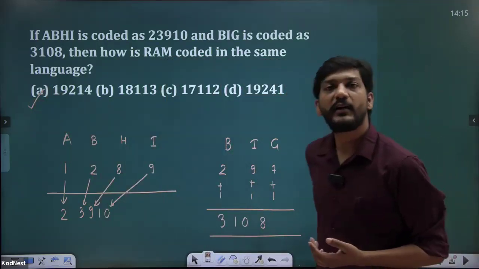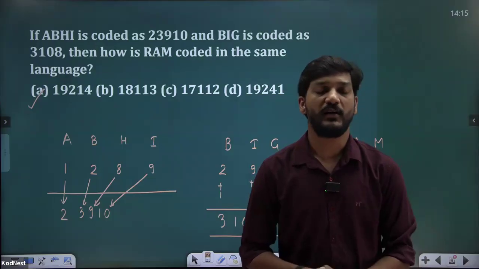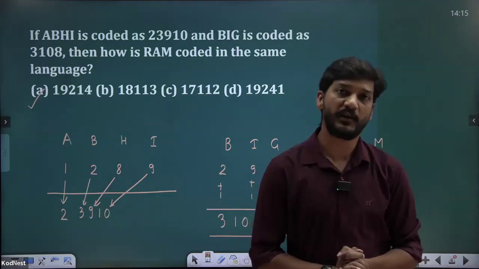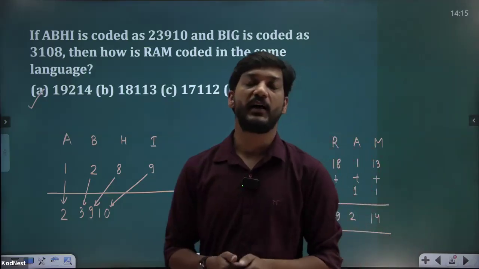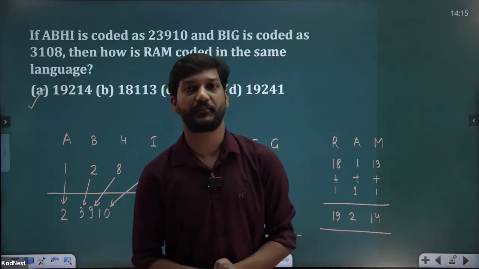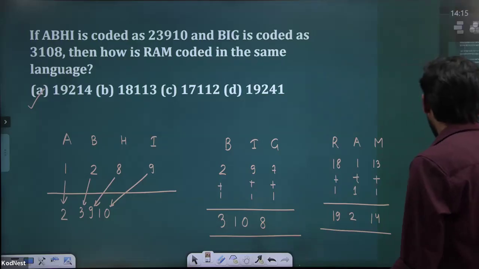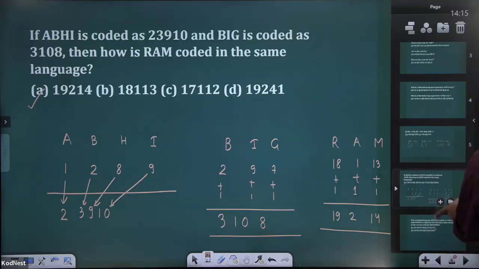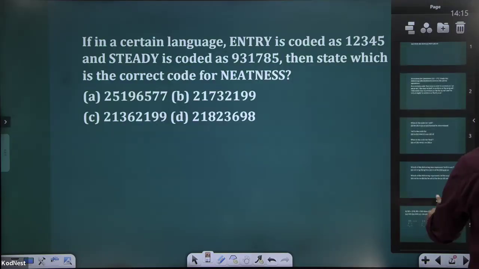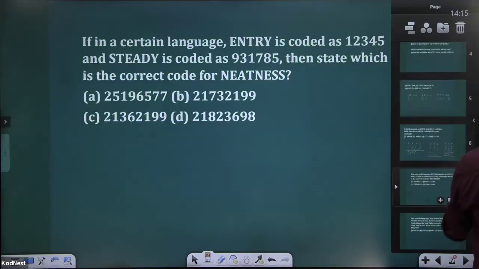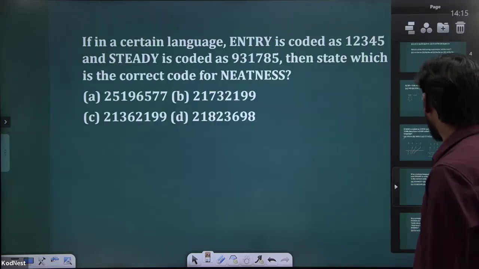So different ways people have designed the question. Different types of coding can be there. This is how we have to learn to identify how the coding has been done. Let's take more questions. What is the next one? Okay, take the next one. All right, please try this question.